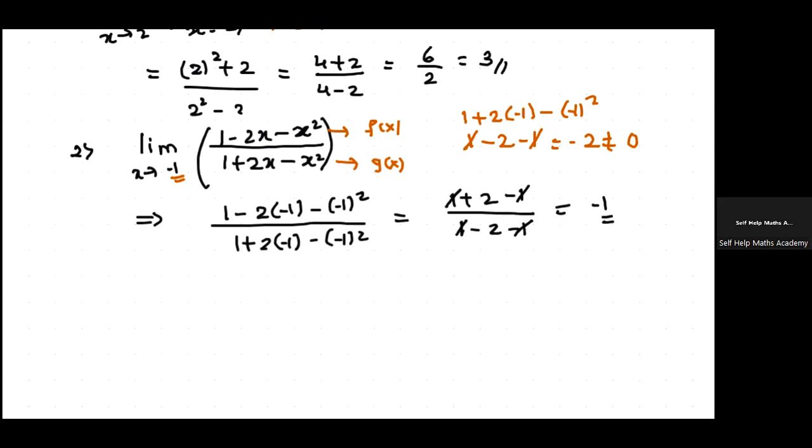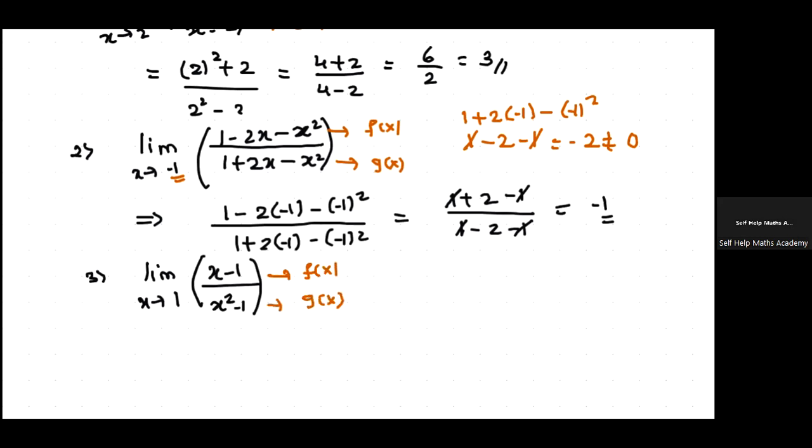So the third example is limit x minus 1 divided by x square minus 1 as x is tending to 1. Okay, all right. So this is the example. Now for this example, how do we approach the problem? So again, what we do is I'm going to substitute. This is your f of x and this is your g of x. So let's substitute the value of the limit here in the denominator first.